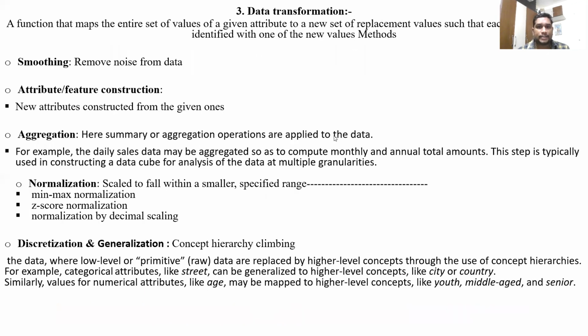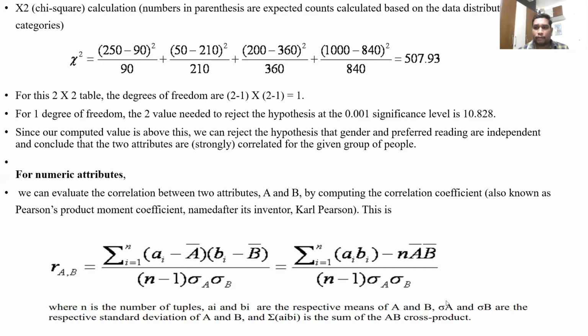Next, this is the completion of integration. In integration, we have only one concept: how you identify redundant data coming from various data storages. It can be removed with the help of the chi-square test. I think you understand the concepts.